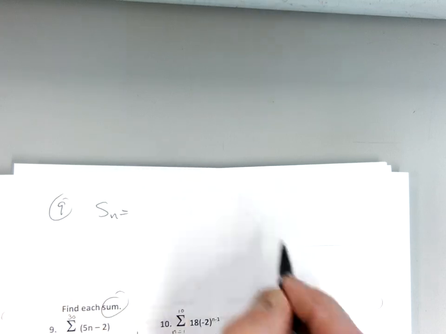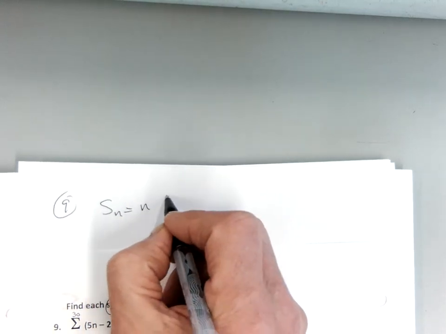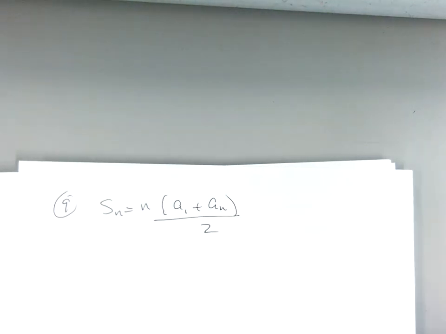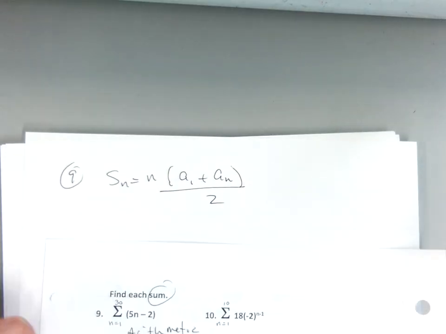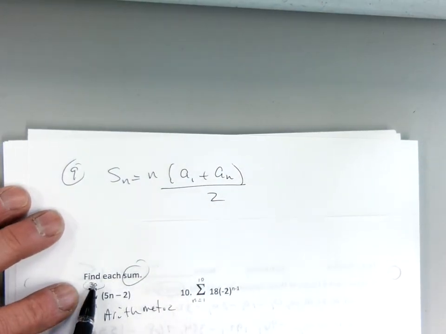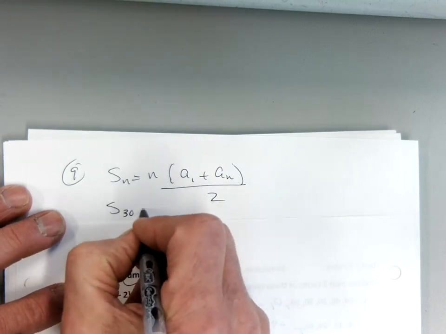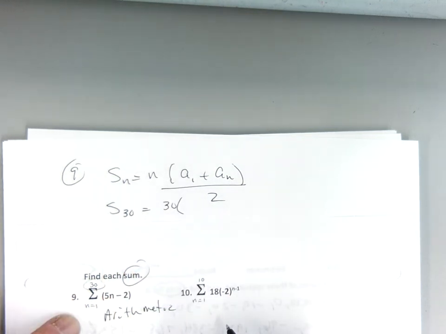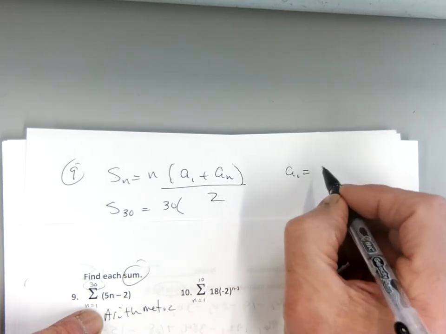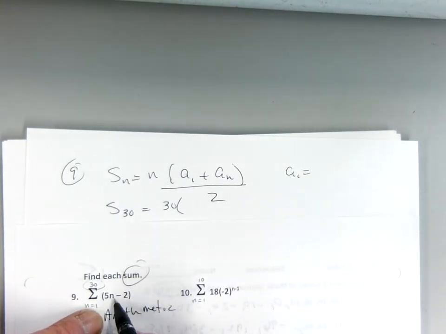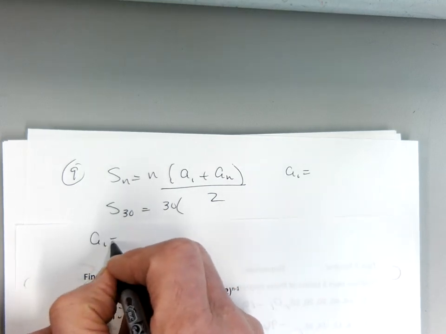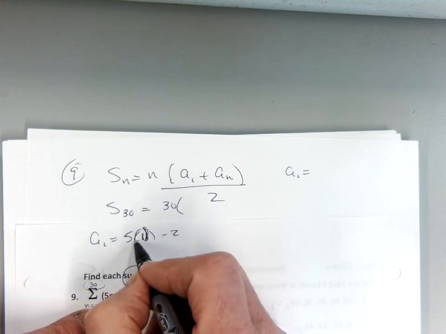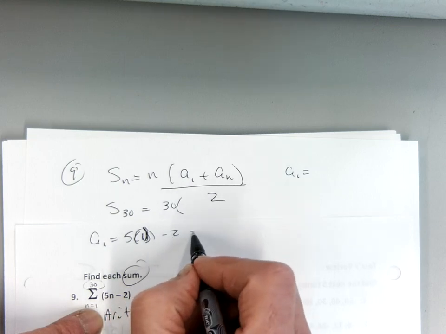So S of n equals, well, my formula says n times a1 plus an divided by 2, right? And I need 30 terms, so S of 30 equals, well, I know n is 30. What's my first term? I don't know what my first term is. Well, I'm going to plug in 1. To make my first term, a1 is 5 times 1 minus 2. So I get 3. a1 is 3.